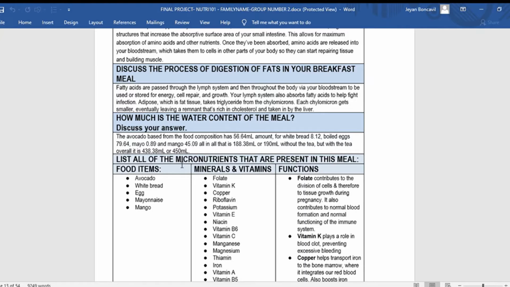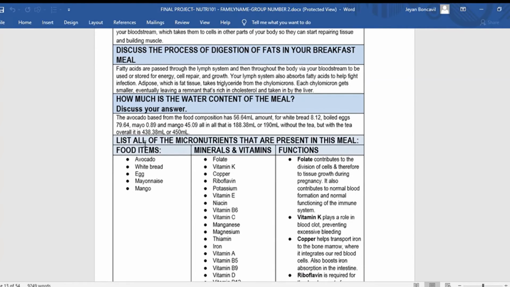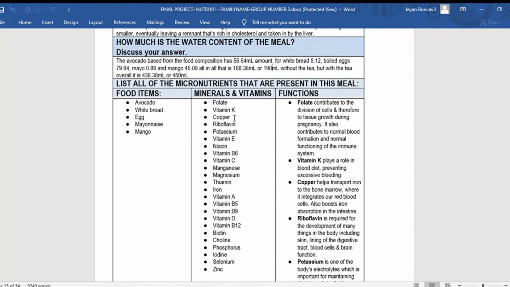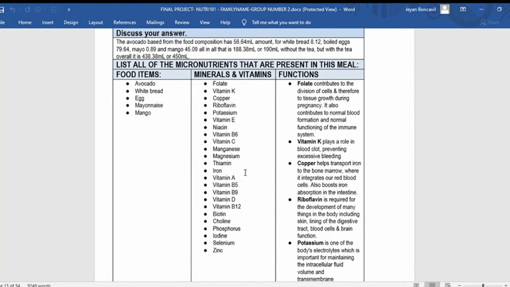So the micronutrients present in the meal, so the food items, avocado, white bread, egg, mayonnaise, and mango, there's a lot. So folate, vitamin K, copper, riboflavin, potassium, vitamin E, niacin, vitamin B6, vitamin C, manganese, magnesium, thiamine, iron, vitamin A, vitamin B5, vitamin B9, vitamin D, vitamin B12, biotin, choline, phosphorus, iodine, selenium, and zinc.